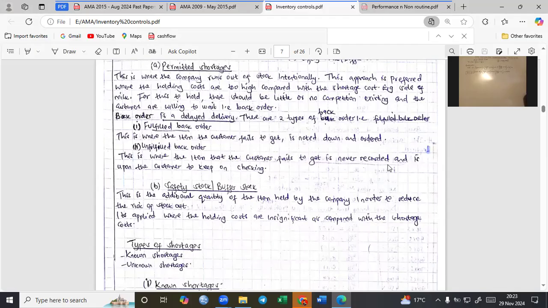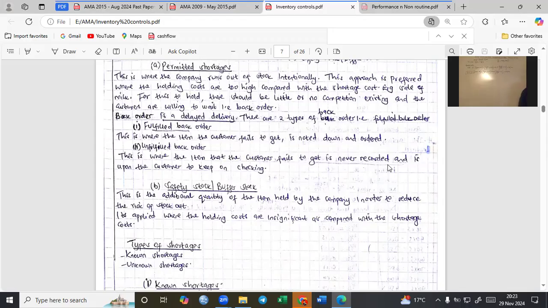This approach is preferred where the holding costs are too high compared with the shortage cost. So this approach is most preferred if the company holding cost is too high compared to the shortage cost. Because the holding cost is too high, the company decided to run out of stock intentionally, so as to prevent the holding cost from being too high as compared to the shortage cost.